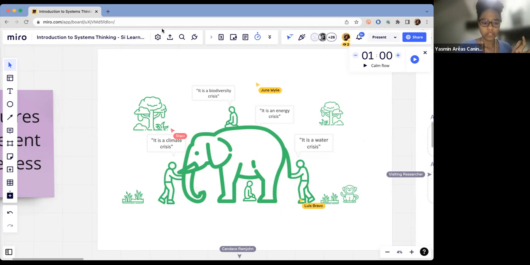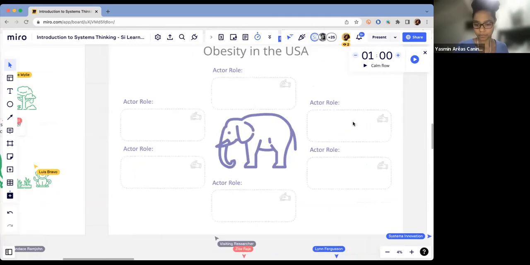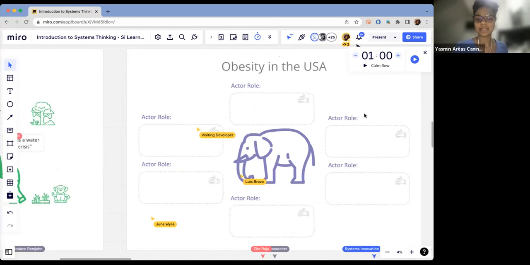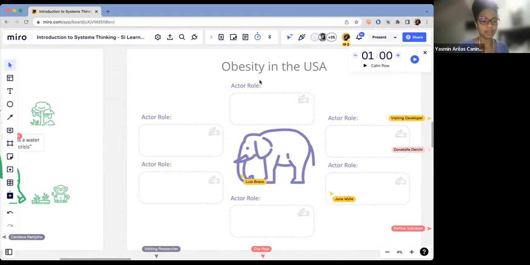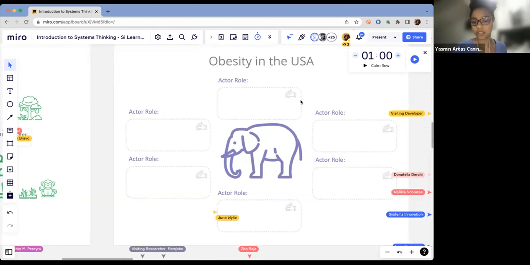So I wanted to have an exercise here quickly for you to understand this in a very practical way, but very quickly. So let's say that the elephant that we're trying to understand here is obesity in the US, for example, right? And we have different actors involved, and each one of these actors is going to bring their own perspective to understanding this issue, this elephant that we have in the middle.